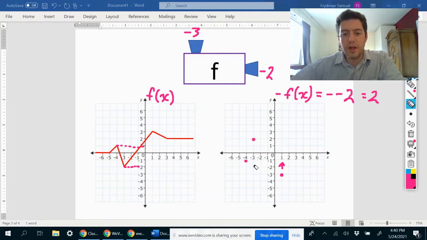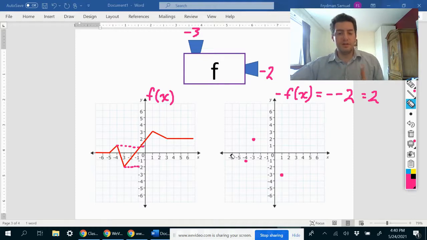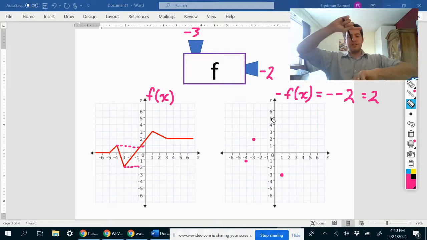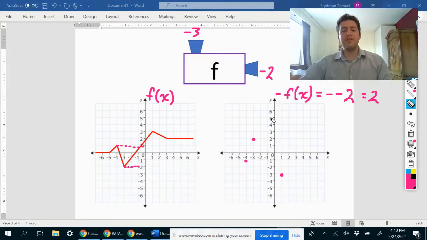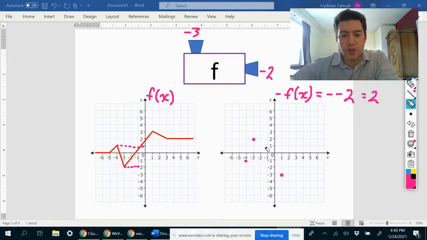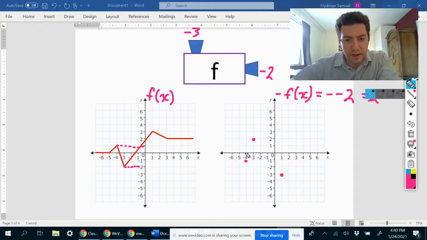Okay, so again, if you do that with all the numbers over here on the x-axis, and you refer back to this graph to see what would happen if you put that number into the function machine, and then you take the opposite of that number, what would happen is that everything would just flip. Everything that was positive before would become negative. Everything that was negative before would become positive. So our graph would end up looking like this.